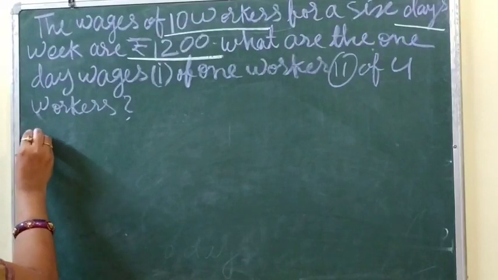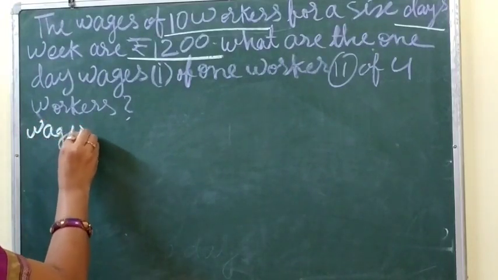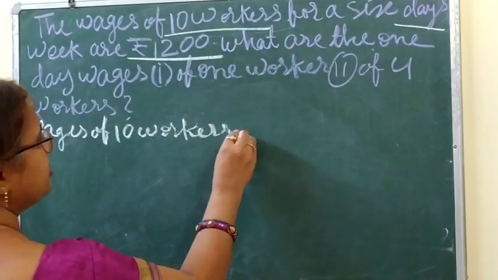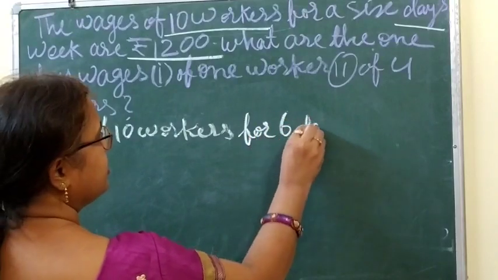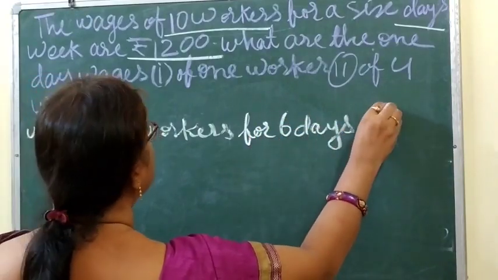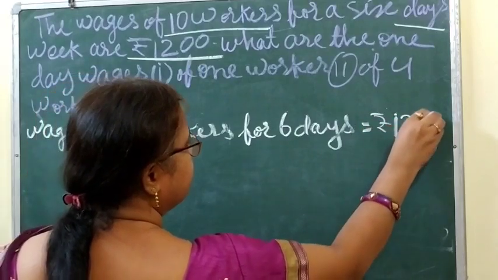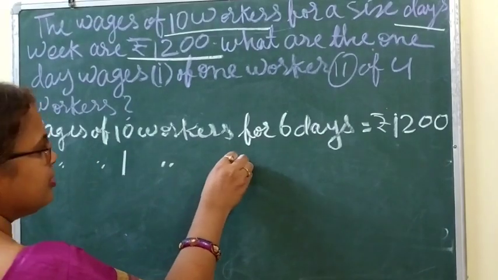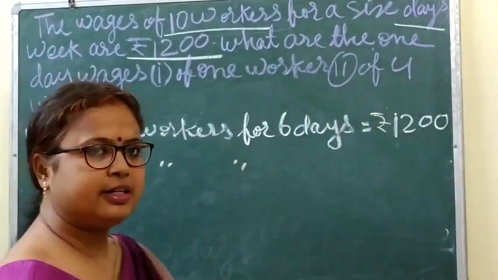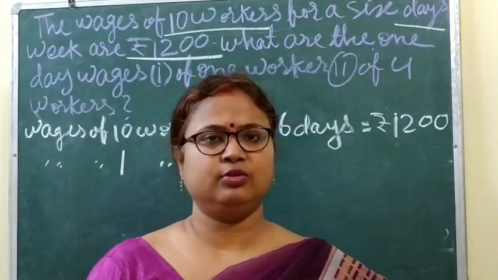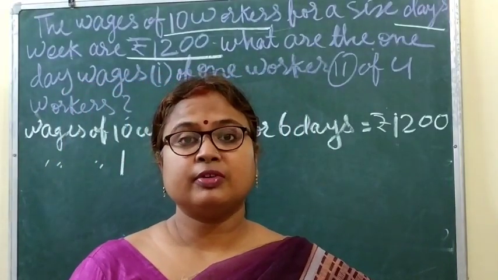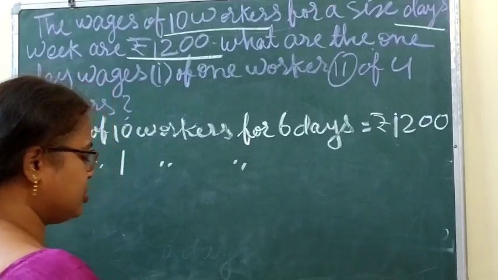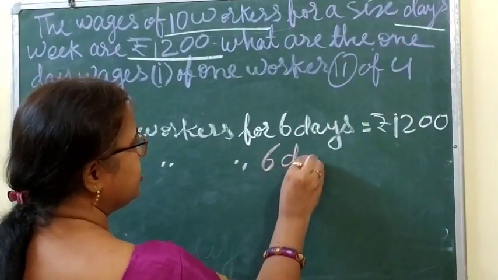So first we will write wages of 10 workers for 6 days is equal to rupees 1200. Clear? So first we'll find out the wages of 1 worker, and for 1 worker we will keep this value, because at a time we cannot link 3 values altogether. So first we will make 1 value constant.